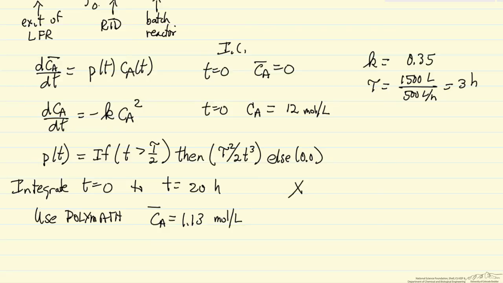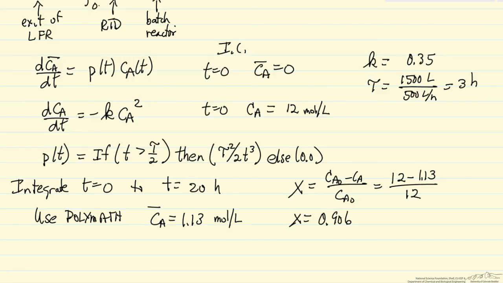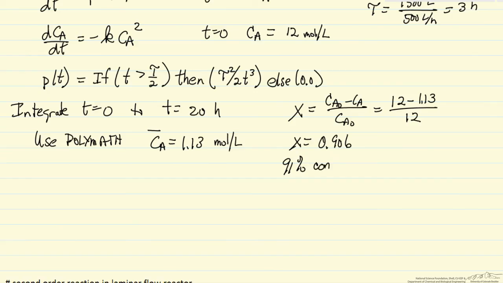The problem asks for conversion. Because it's liquid phase, we can write conversion in terms of concentration. So the feed concentration minus the exit concentration, over the feed concentration, gives conversion of 0.906, or in significant figures, 91% conversion in this laminar flow reactor.